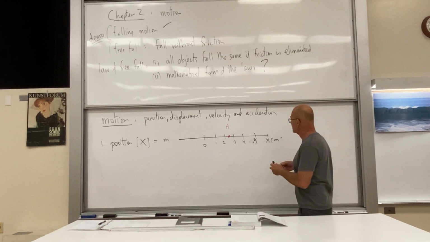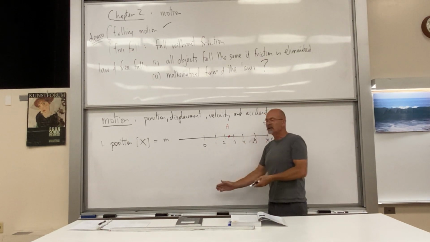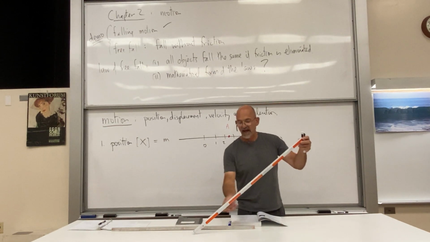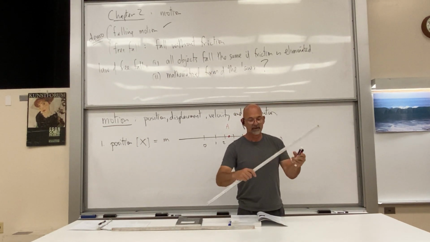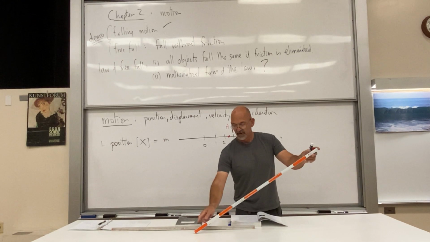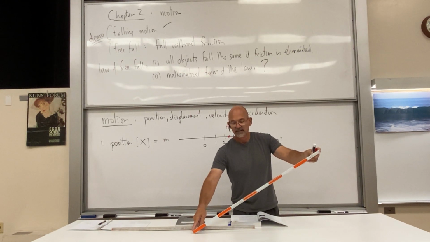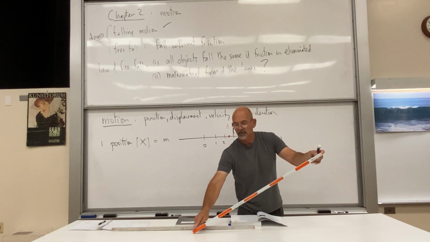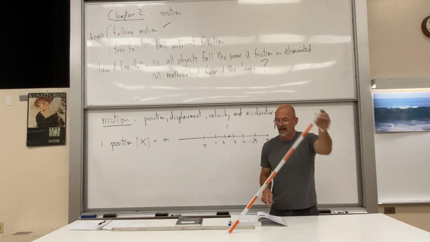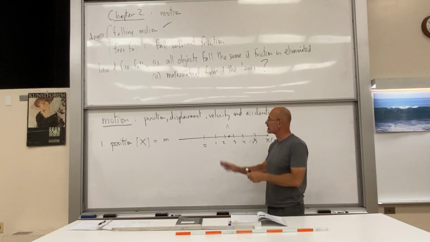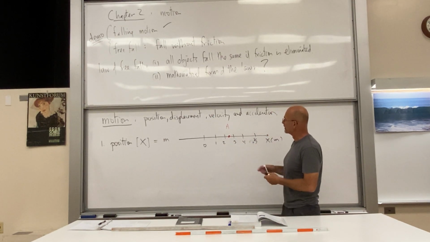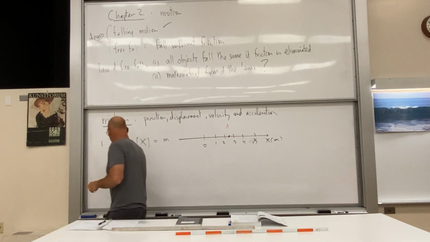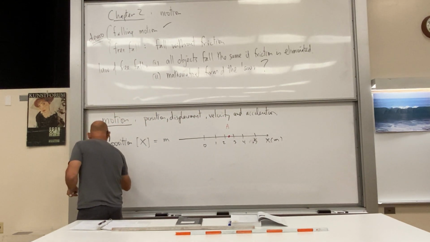And it doesn't have to be horizontal, it can be vertical, or I could define my position axis to be along this incline, and then this would be 0, and this would be 1 meter in every place in between. Okay. So it can be any direction. It's just the location of something. So position or location. The next concept is displacement.